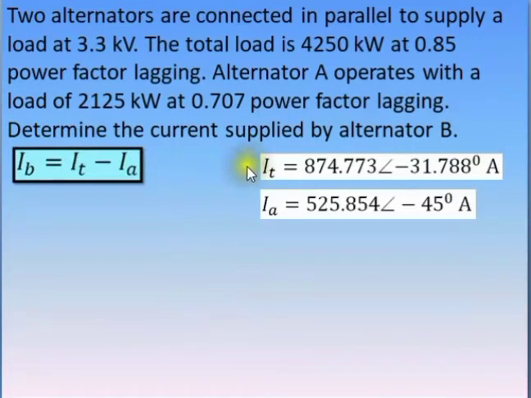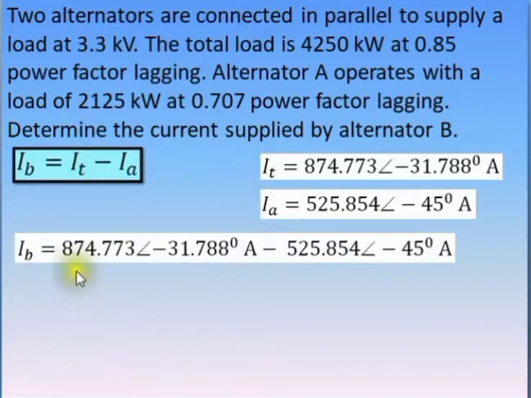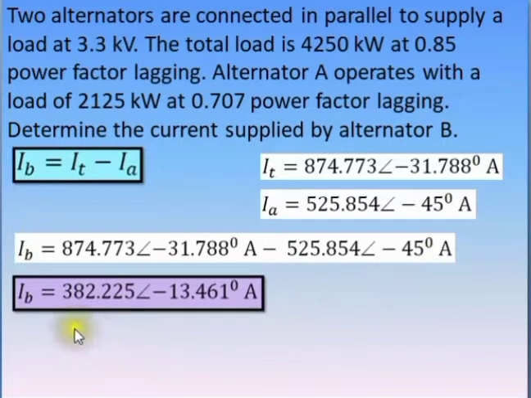Ngayon nakuha na po natin yung values ng I total and IA dito. Substitute na po natin dito sa equation na ito. We have 874.773 angle negative 31.788 degrees amperes minus 525.854 angle negative 45 degrees amperes. Ang sagot po dito ay 382.225 angle negative 13.461 degrees amperes. Nakuha po natin yung sagot na ito using yung complex mode sa calculator natin para maging shortcut po yung solution natin. Tandaan po natin yung mga principles behind these solutions. Madali lang po itong gawin.